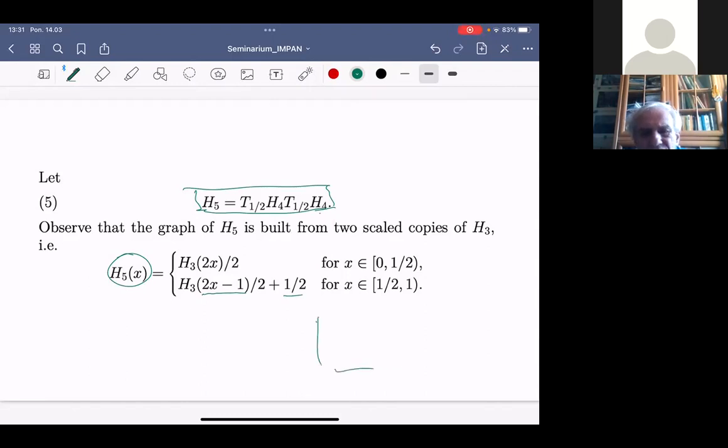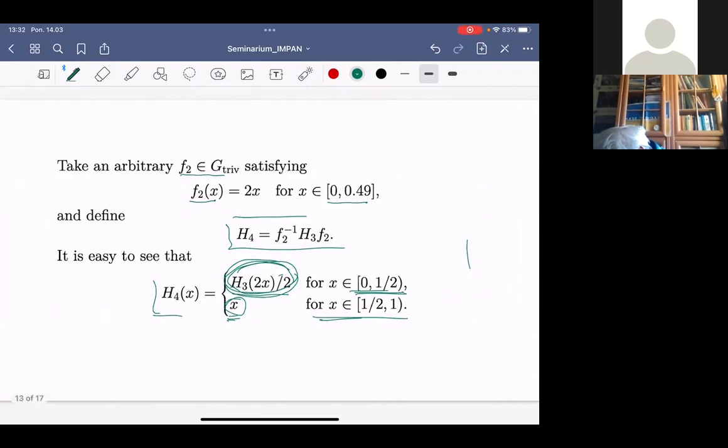So we have some function, say H3. This was some function H3. And what we did, we rescaled this. So we obtained the graph which is composed of 2 such copies of this function H3.